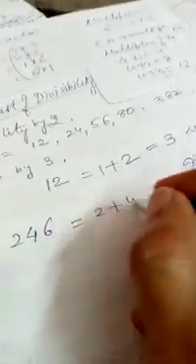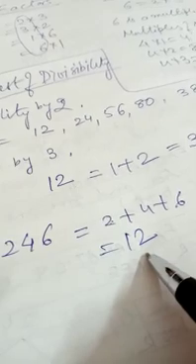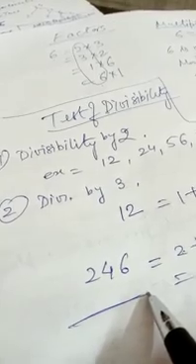I think it's easy. Let's take one more example, 246. Let's add 2 plus 4 plus 6. What will be the sum? 2 plus 4 is 6. 6 plus 6 is 12. Is this sum 12 divisible by 3? Yes. If this is divisible by 3, then 246 is also divisible by 3.